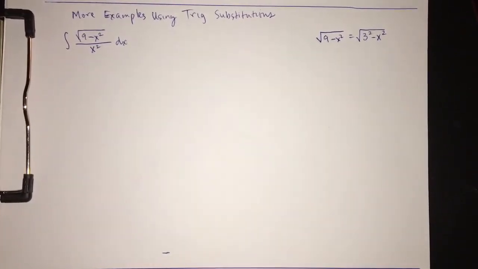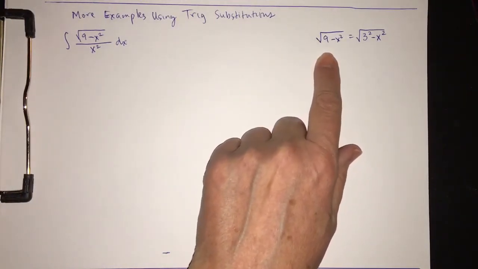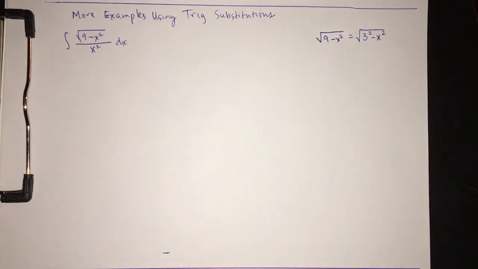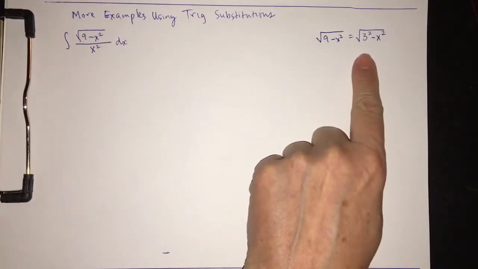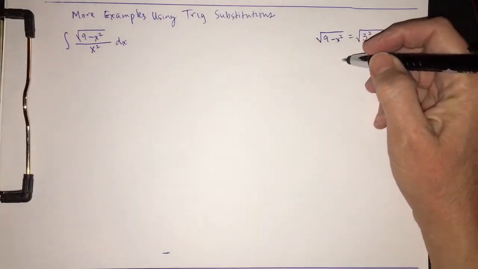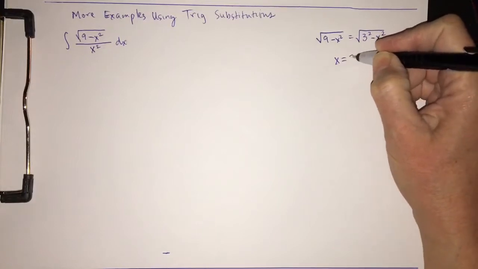Here's another example using trig substitution. I want to do the integral of the square root of 9 minus x squared over x squared dx. On the side here, I'm getting ready to do the trig substitution. I have the square root of 9 minus x squared, which equals the square root of 3 squared minus x squared. So that one is in the form of the square root of a squared minus x squared. The trig substitution for this will be x equals 3 sine theta.